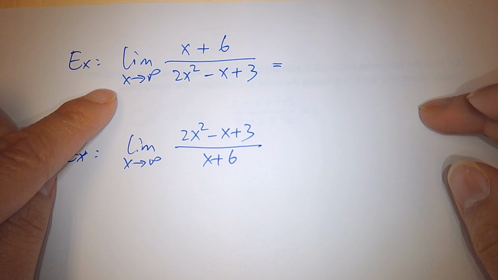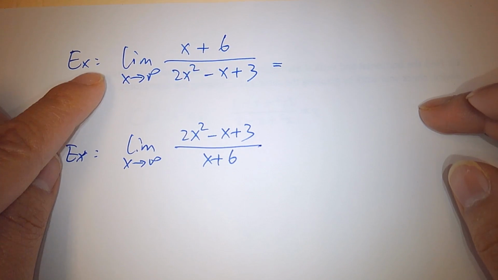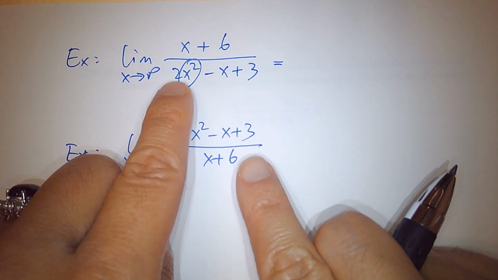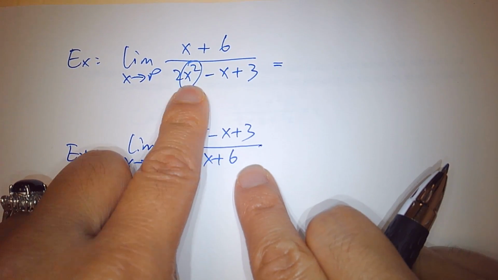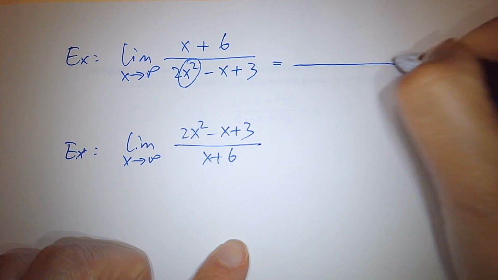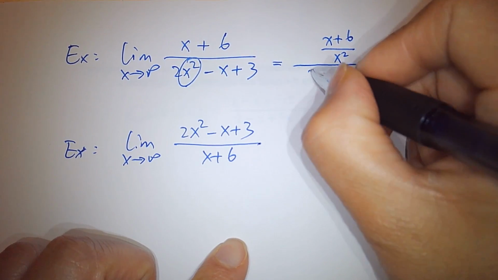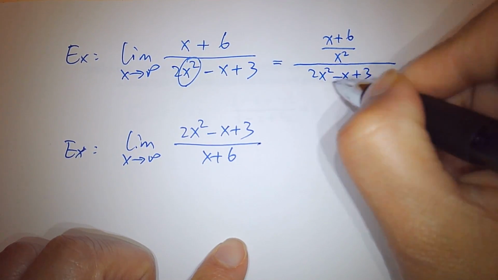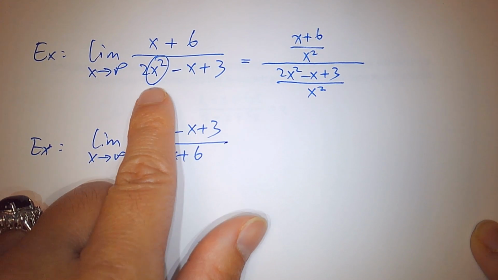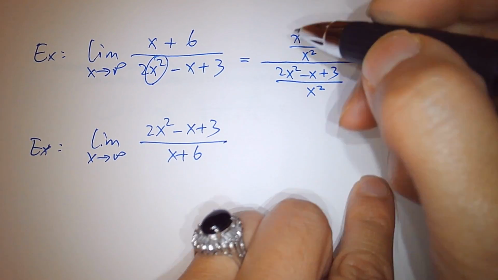For this example, what should we do? Yes, the highest power in the denominator is x squared. So what we do is divide by x squared from both top and bottom. I'm going to write it in this way, so hopefully you guys can see better. Both top and bottom divide by x squared. Limit.